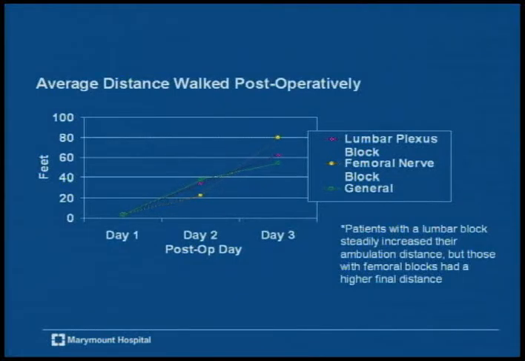By post-op day 2, remarkable differences of the effects of anesthesia began to emerge. Patients with a lumbar block ambulated 34.36 feet, those with a femoral block ambulated 22.62 feet, and general anesthesia patients averaged 37.71 feet. By post-op day 3, femoral nerve block patients ambulated on average 79.6 feet, lumbar block patients ambulated approximately 62.5 feet, and general anesthesia patients ambulated 54.1 feet.